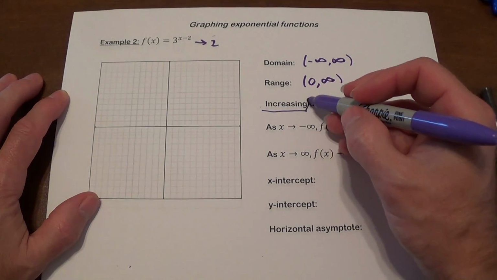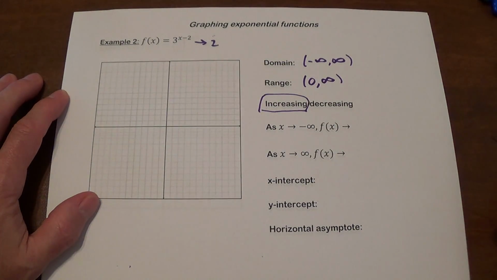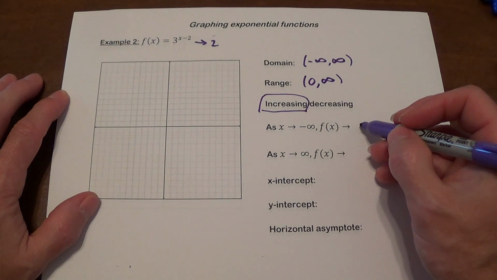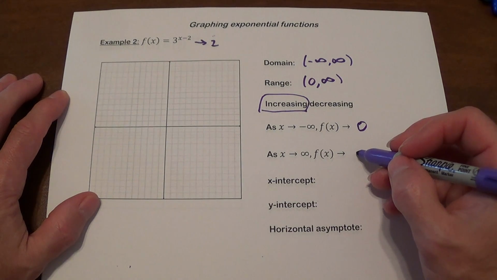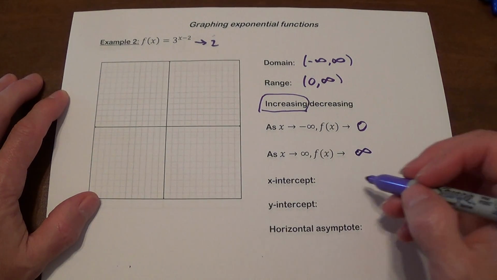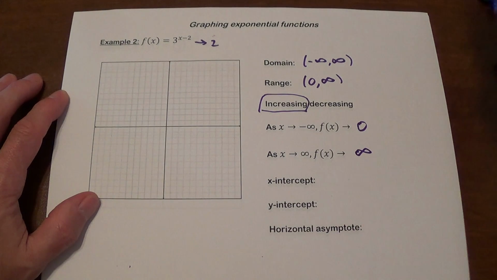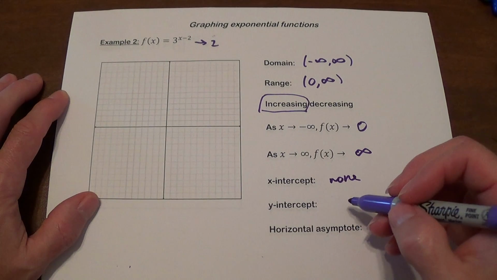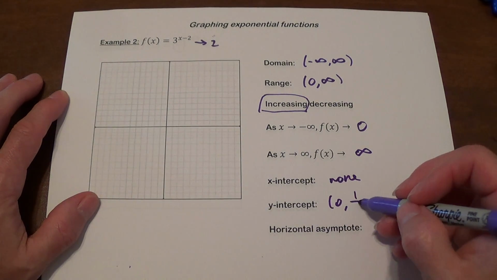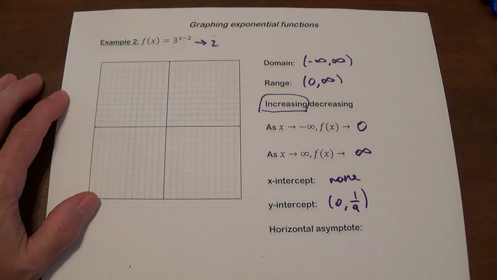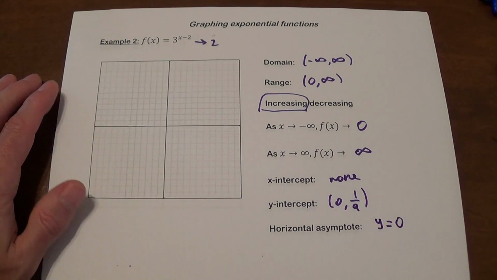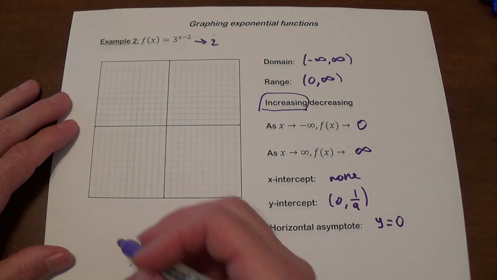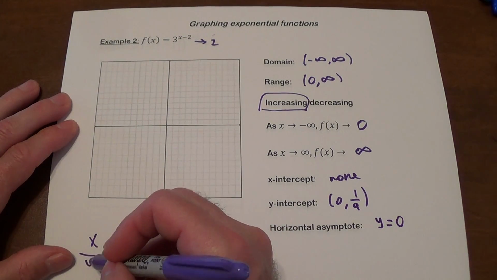It's also an increasing function because the base is 3, which is greater than 1. So on the left side, the function is going to approach a horizontal asymptote at 0, and on the right, the function is going to approach infinity. We're not going to have an x-intercept. The y-intercept here is going to be 0, 1/9. When you substitute 0 in, and we're going to have a horizontal asymptote, y equals 0.